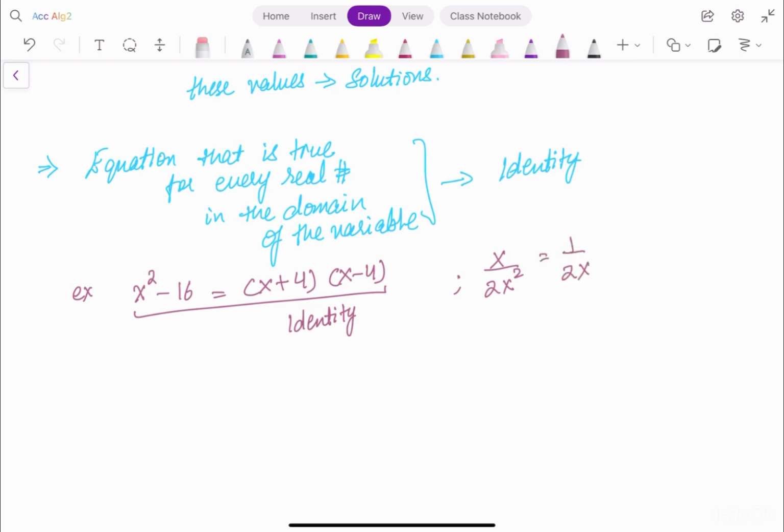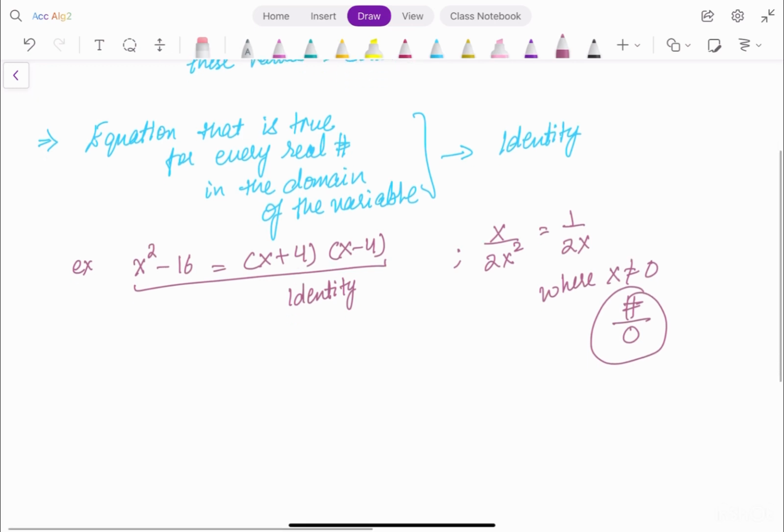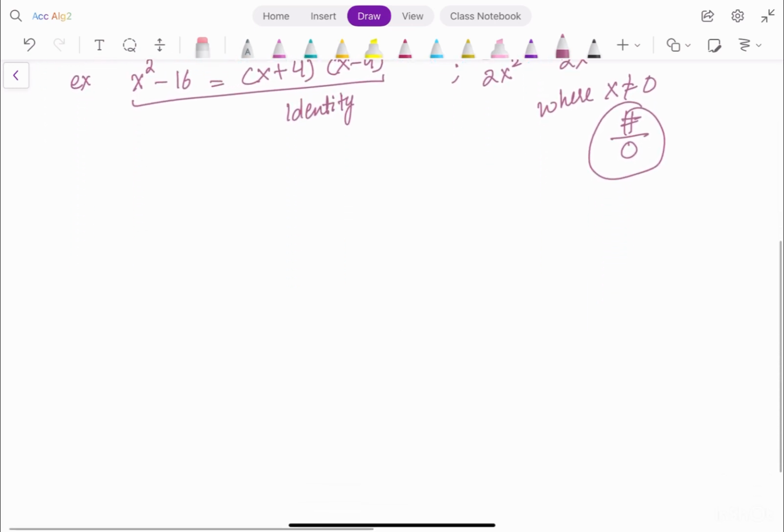Let's take another example. x over 2x squared. Do you think it matches with 1 over 2x? Yes, it matches, provided x is not equal to 0. So this is called an identity. That means both the equations are nothing but one and the same thing. Remember, whenever we have a 0 as the denominator of any number, that is undefined. And we are talking about something else. In this, we are looking for something called an asymptote that we will do in another chapter.